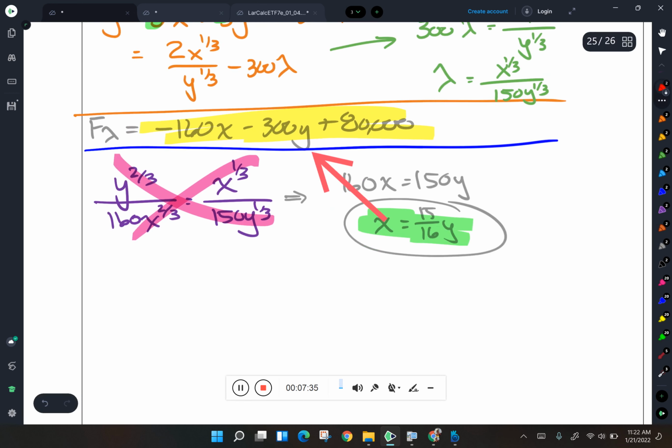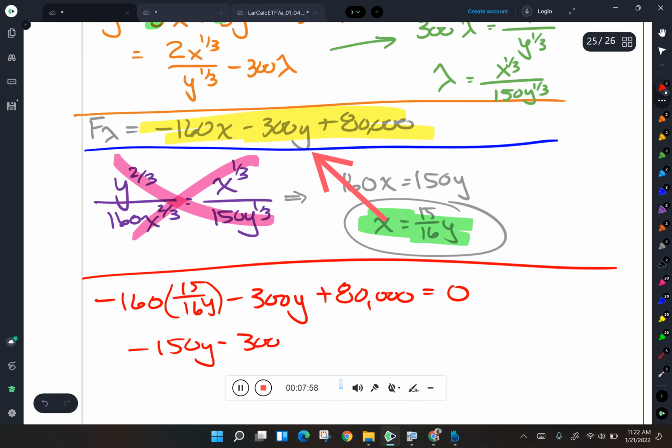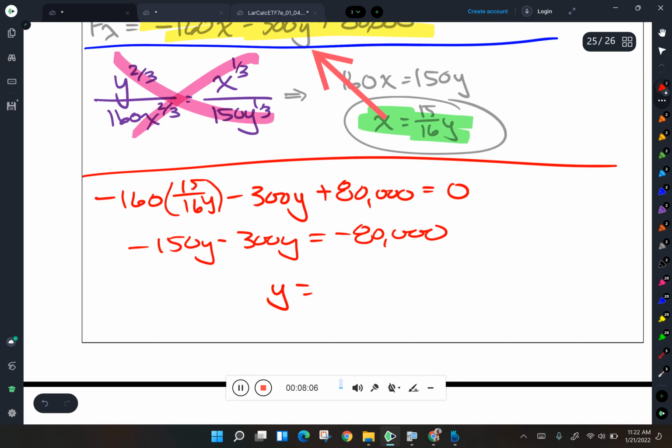So let's see. Negative 160 times x, but x is 15/16 y, minus 300y plus 80 grand is equal to 0. Let's see, so negative 150y minus 300y is equal to negative 80,000. So y is equal to 80,000 divided by 450.